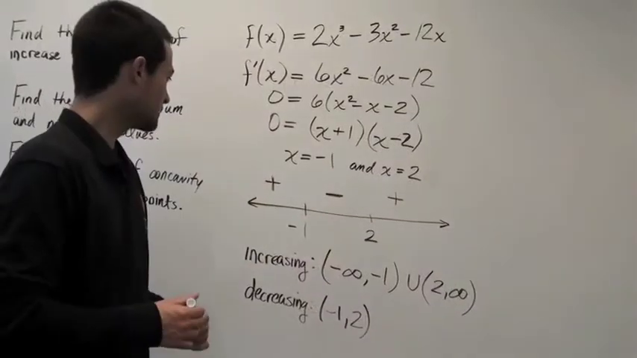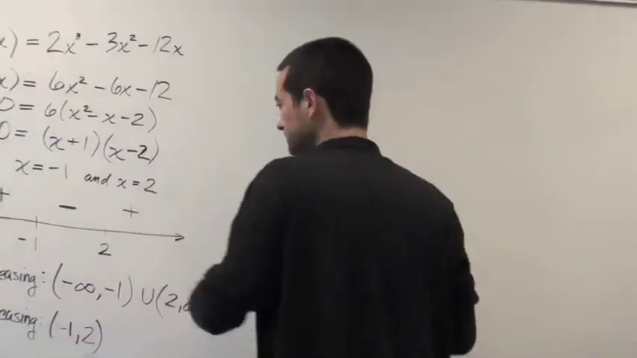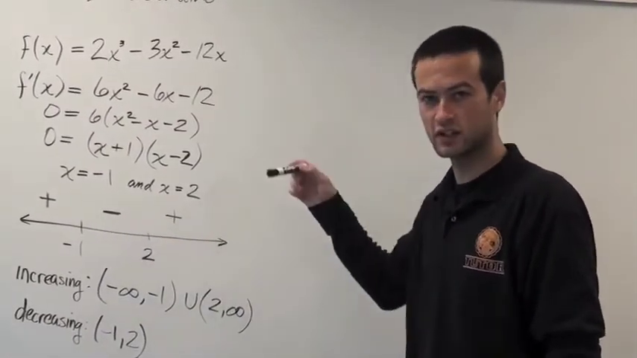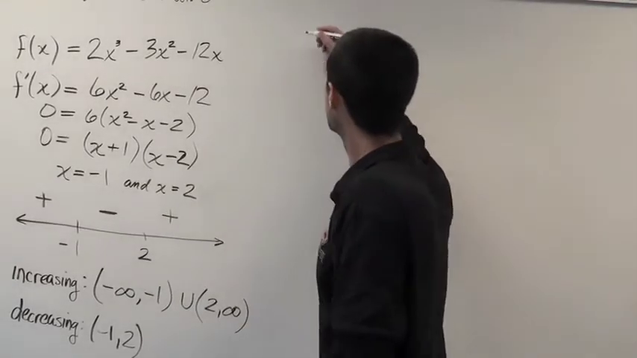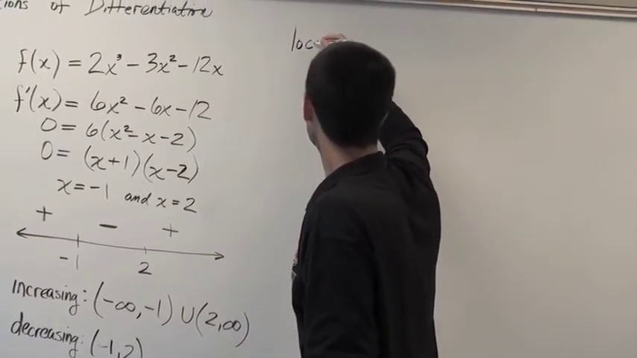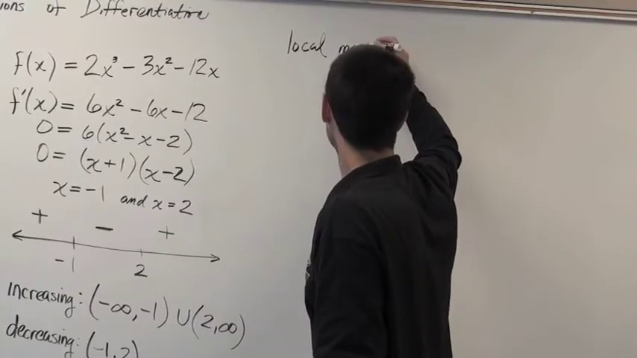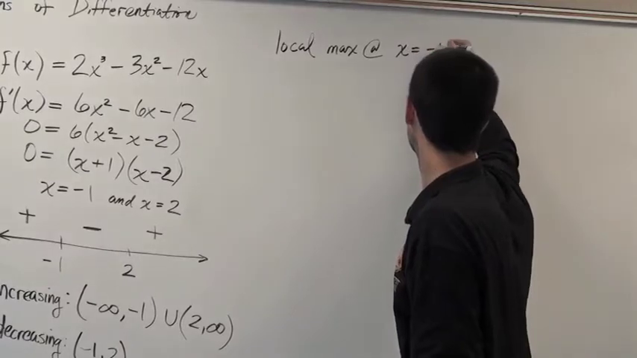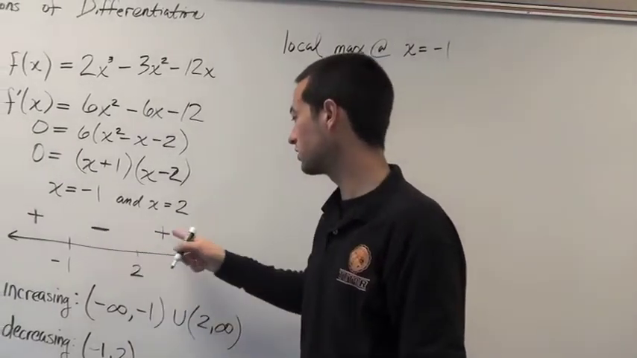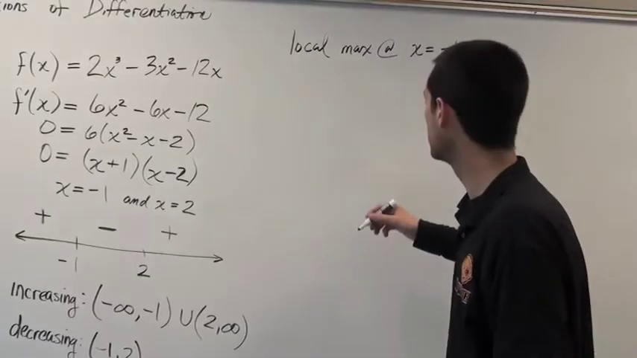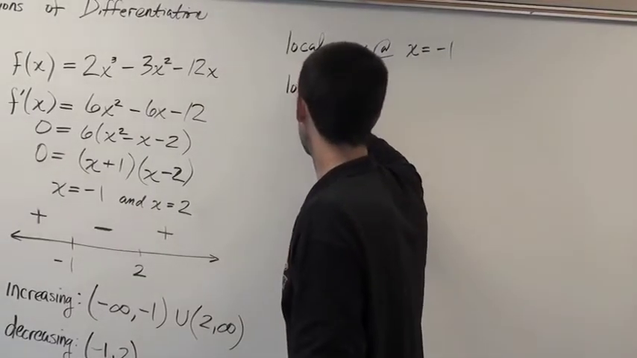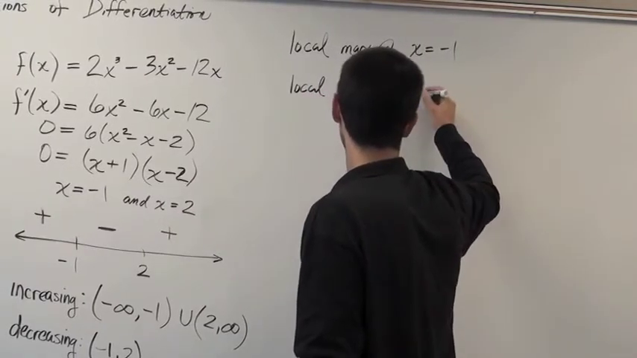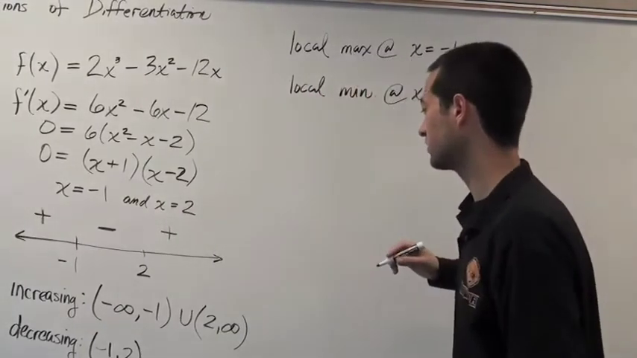So to find the local max and minimum, we look at our number line and where it goes from plus to minus. So where it's increasing to decreasing, we have a local maximum. So we have a local max at x equals -1. And then when it goes from minus to plus, or decreasing to increasing, we have a local minimum. And that occurs at x equals 2.